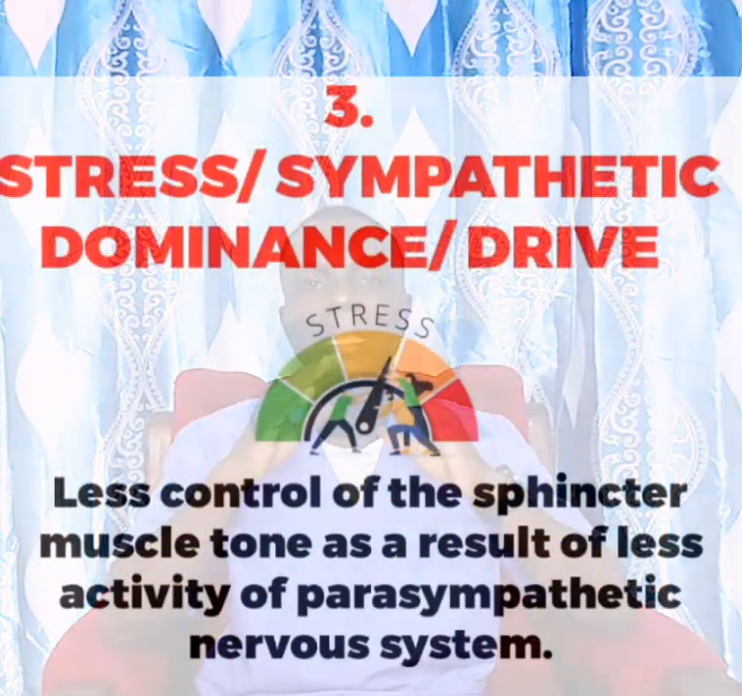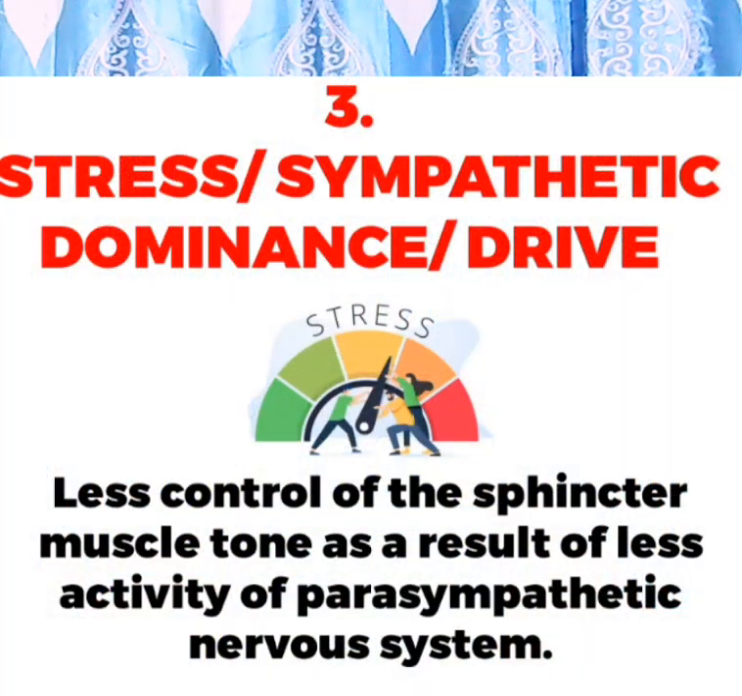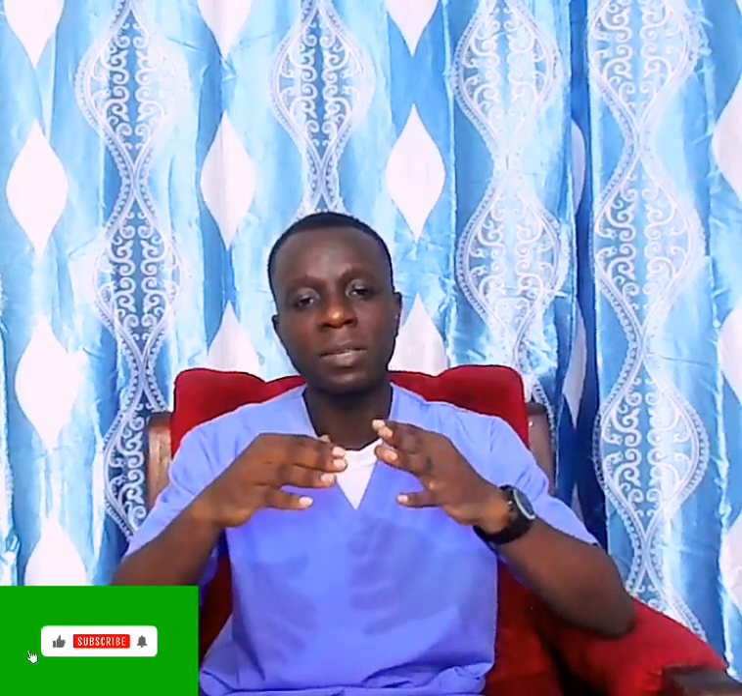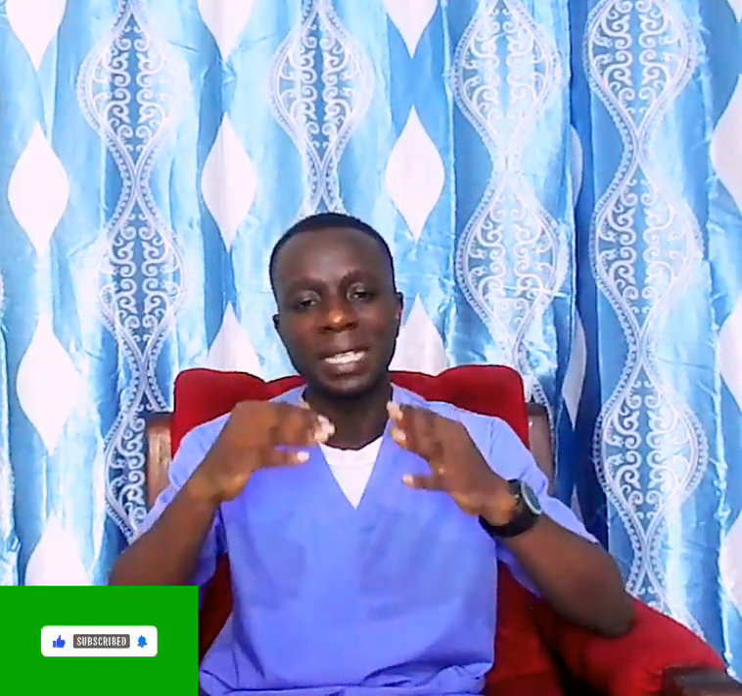Now, the last cause of gastroesophageal reflux disease or acid reflux is stress or sympathetic dominance or drive. You see, whenever you have stress, you fire off the sympathetic nervous system at the expense of the parasympathetic nervous system. And these two systems are in seesaw dynamics, and so as long as your sympathetic nervous system has more priority and stays high, your parasympathetic nervous system is going to suffer, and that affects your digestion because the parasympathetic nervous system controls the lower esophageal sphincter.